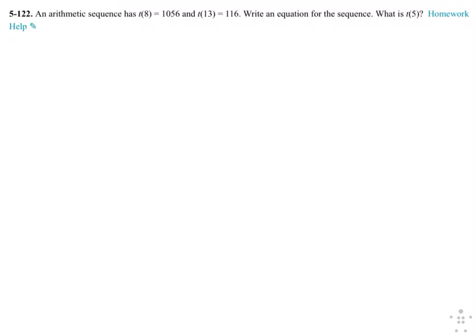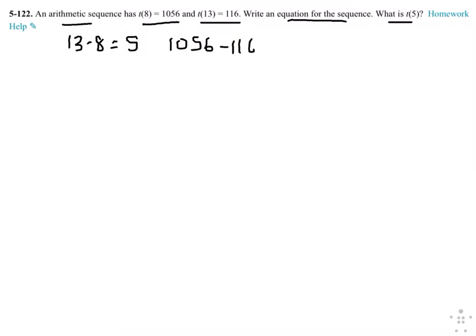Okay, for 122, they give us the 8th term and the 13th term, and they tell us it's arithmetic, right? And then they want an equation and t of 5. So if we went from term 8 to term 13, 13 minus 8, that means we went 5 terms, and we went from 1056 to 116.